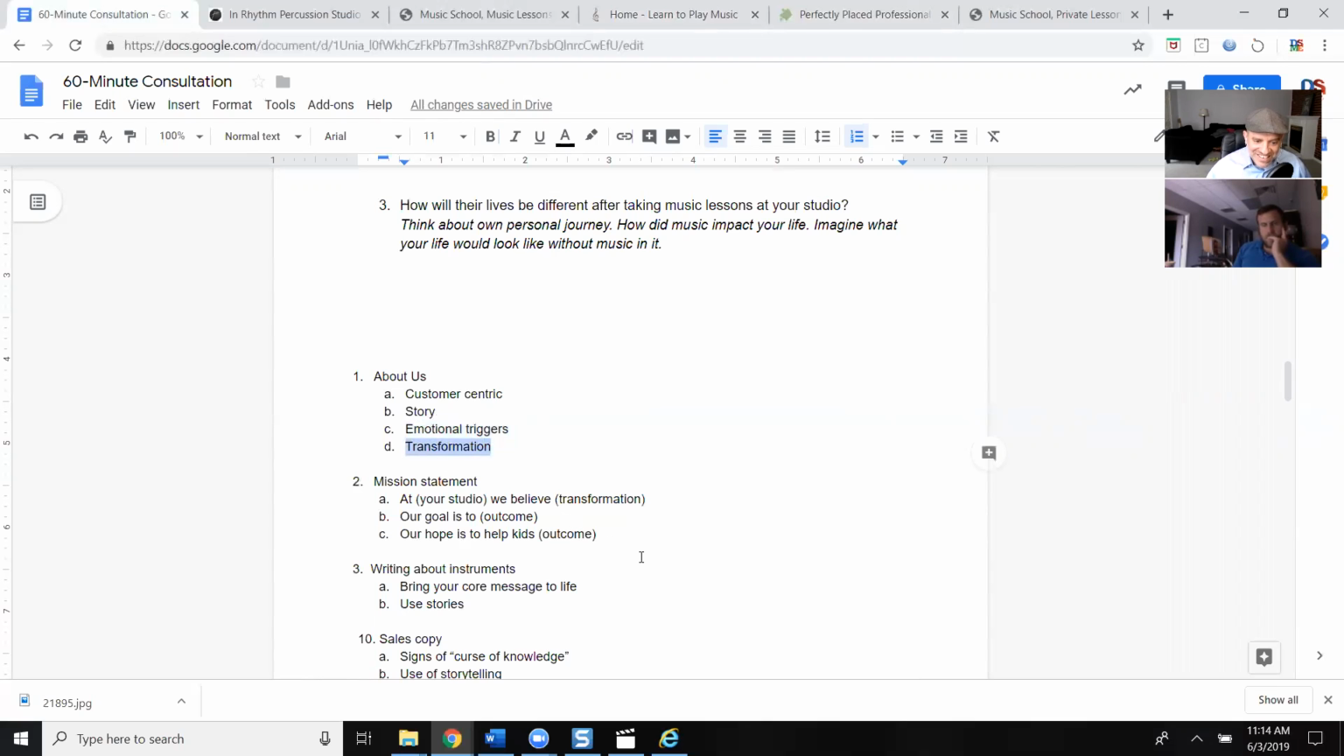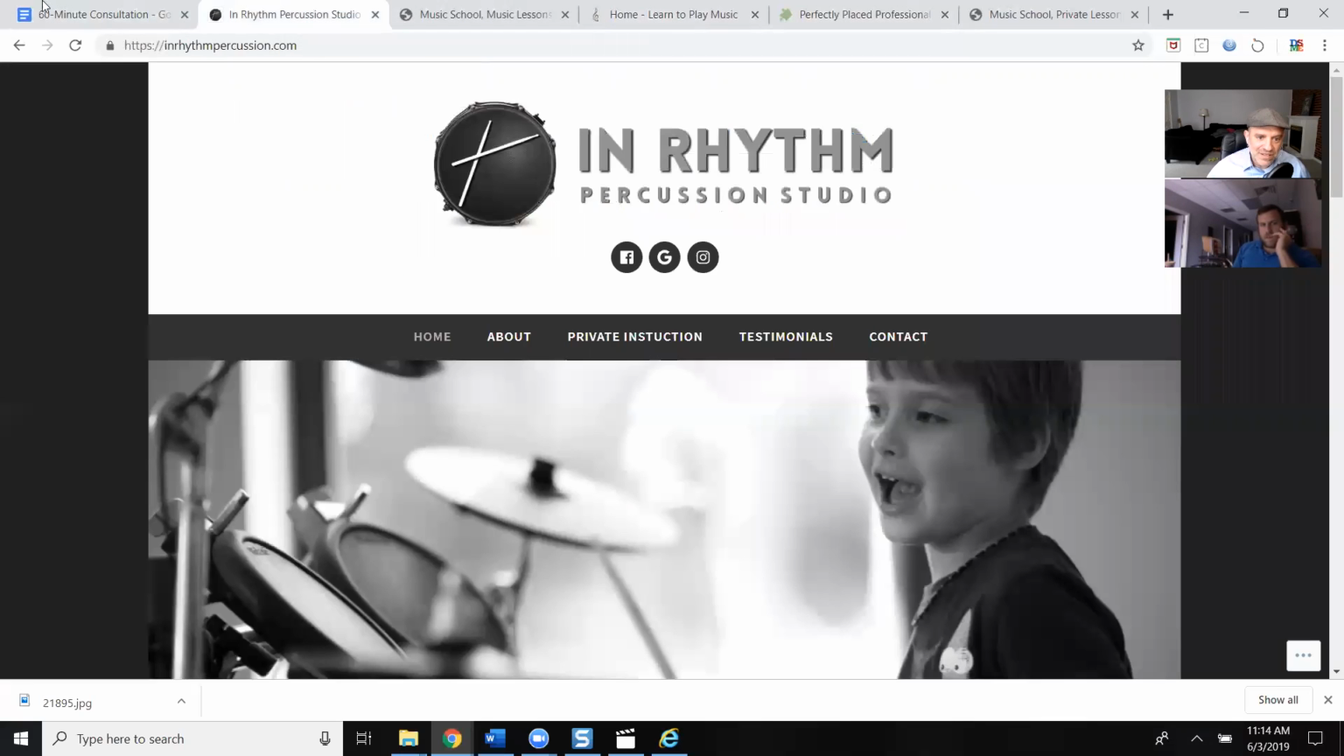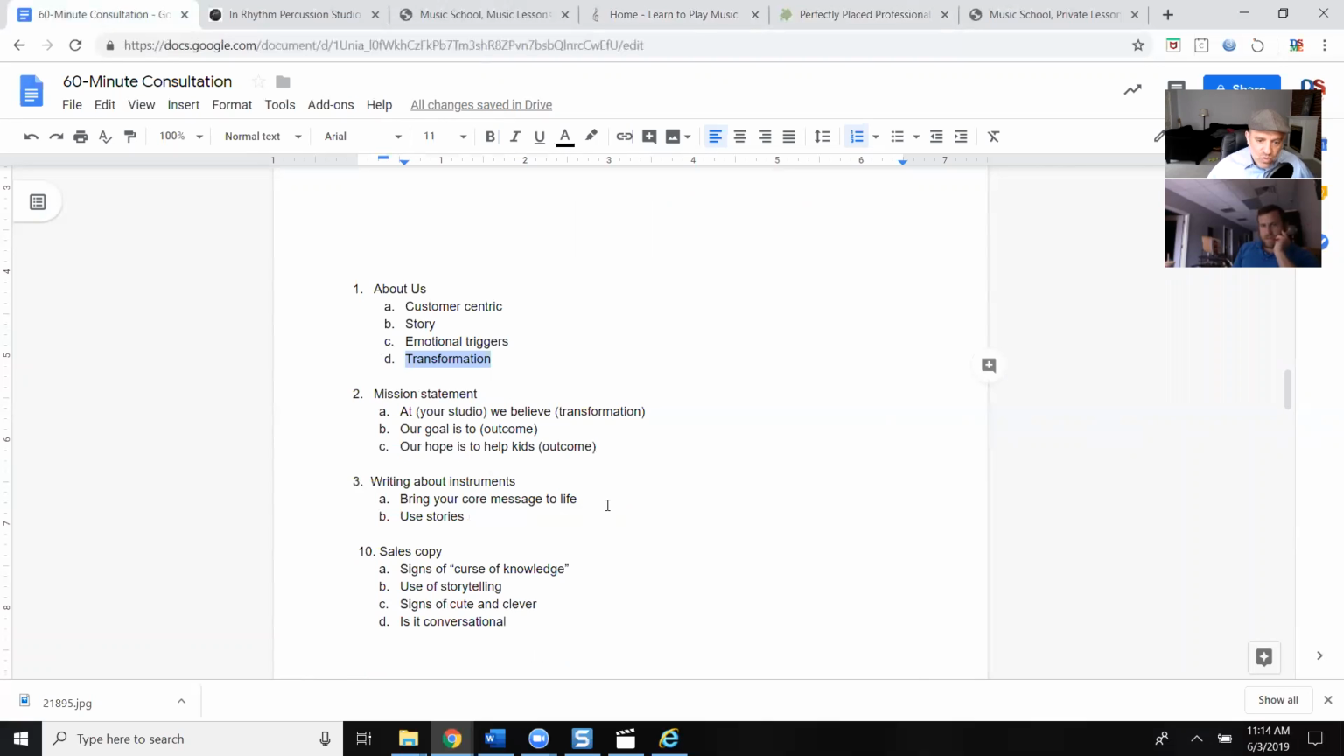What you need to do is come up with a mission statement. What's the name of your studio? In Rhythm. Yeah, and you have to say, In Rhythm, we believe, and then fill in that blank. And what you believe has to be a statement of transformation. So for example, in my school, we said, at Dave Simon's Rock School, we believe music has the ability to transform a child's life. When children perceive music as something that is fun and comes easy to them and that they're successful at, they're that much more likely to continue playing.